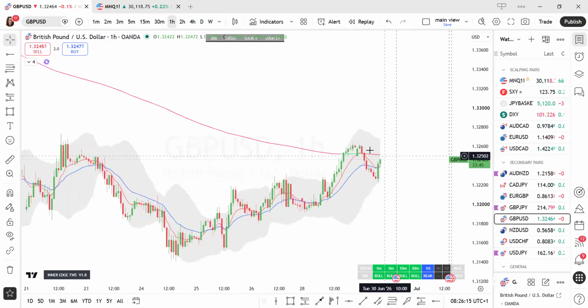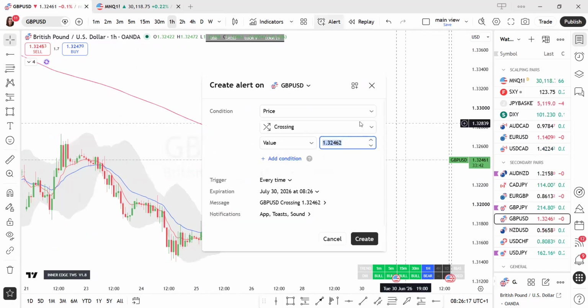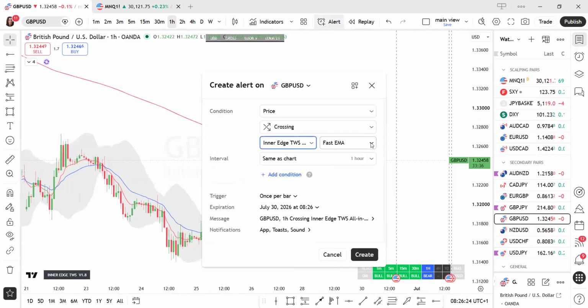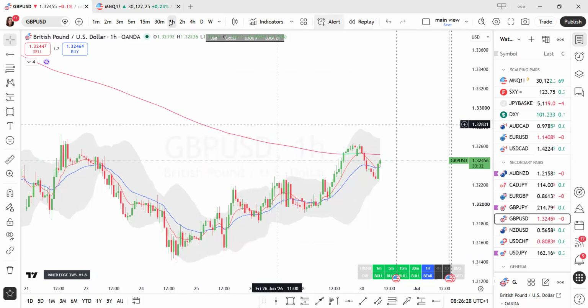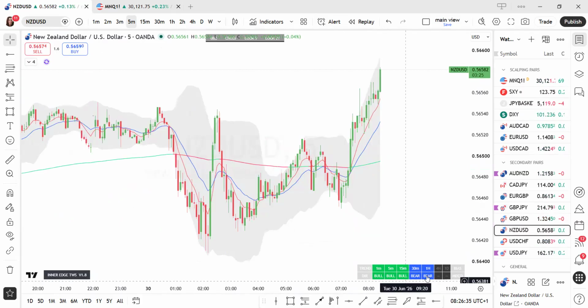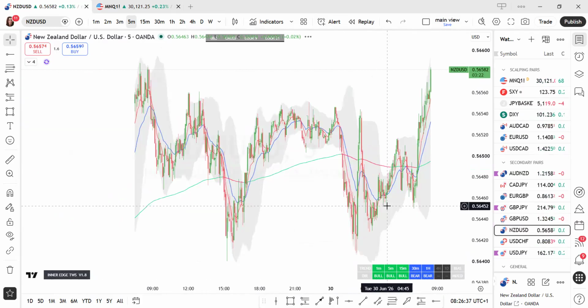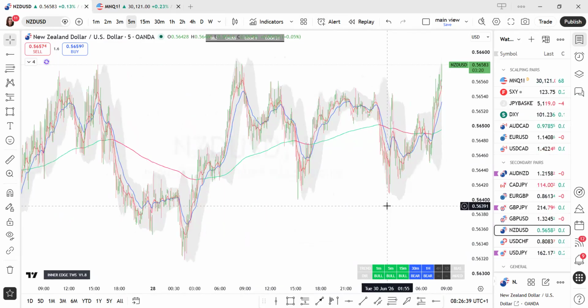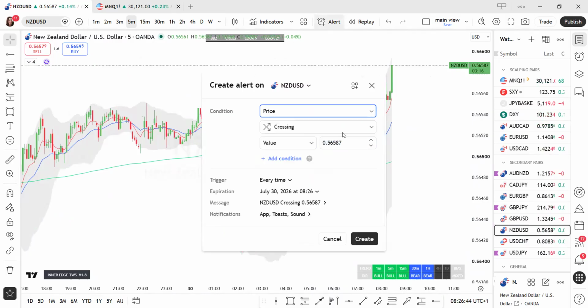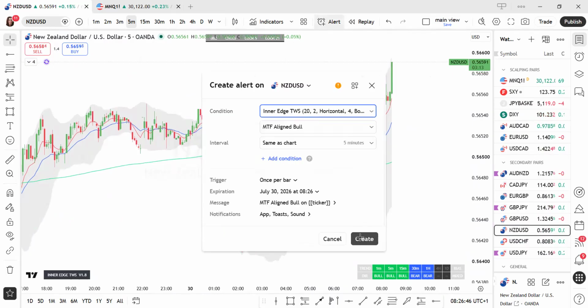It's nearly there, look. I'm actually just going to put an alert on this for price crossing trend EMA. On that 1 hour chart, I've done that. And you? Waiting again for a couple of time frames to come back in. So again on that one, MTF aligned bull.